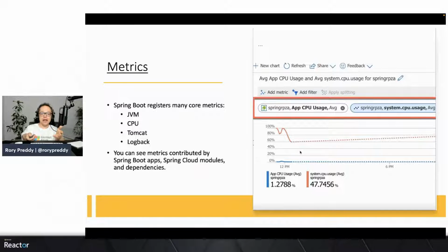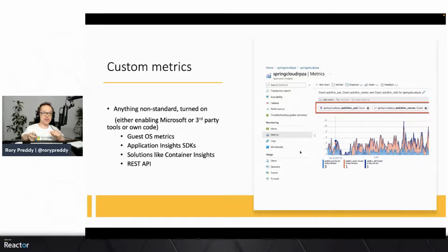In the module that I authored, we show you how to create the app CPU usage and create these nice little graphs with the metrics. We also have custom metrics. Custom metrics are anything that is non-standard, and they are turned on by either enabling Microsoft or third-party tools or your own code. You can use guest OS metrics, Application Insights SDKs, container insights solutions, or even REST APIs.